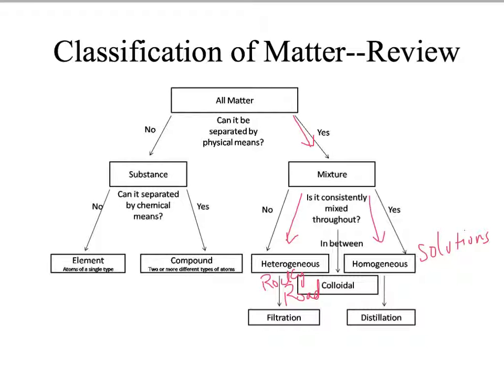If your matter cannot be separated by physical means, we're over here on the left now, it means it's a substance, meaning a pure substance, which can be an element or a compound. So an element is an atom of a single type. A compound is two or more different ones. So this would be like sodium. This would be like sodium chloride. So that's just a review of the classification of matter.